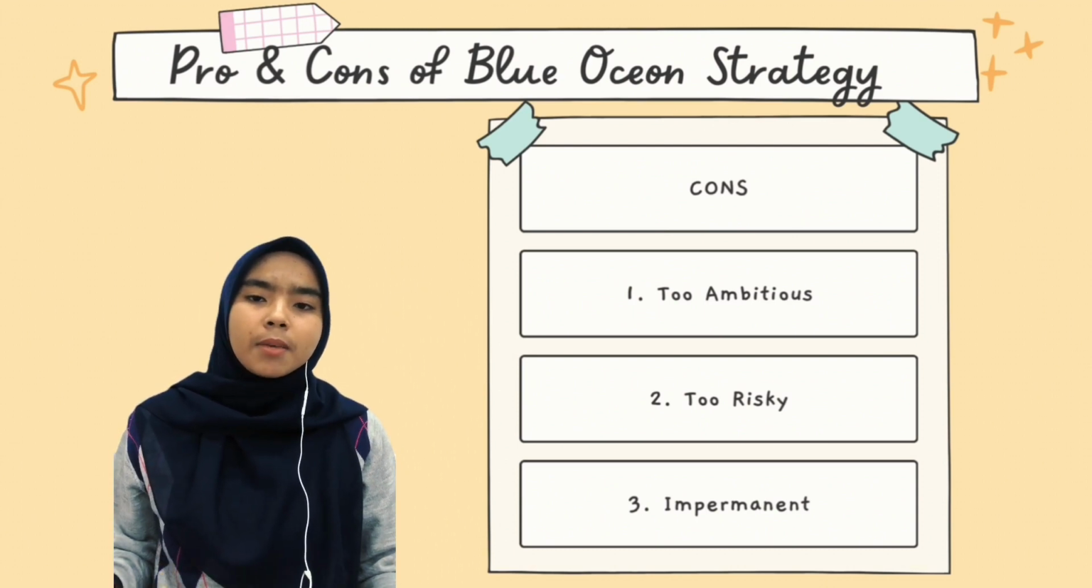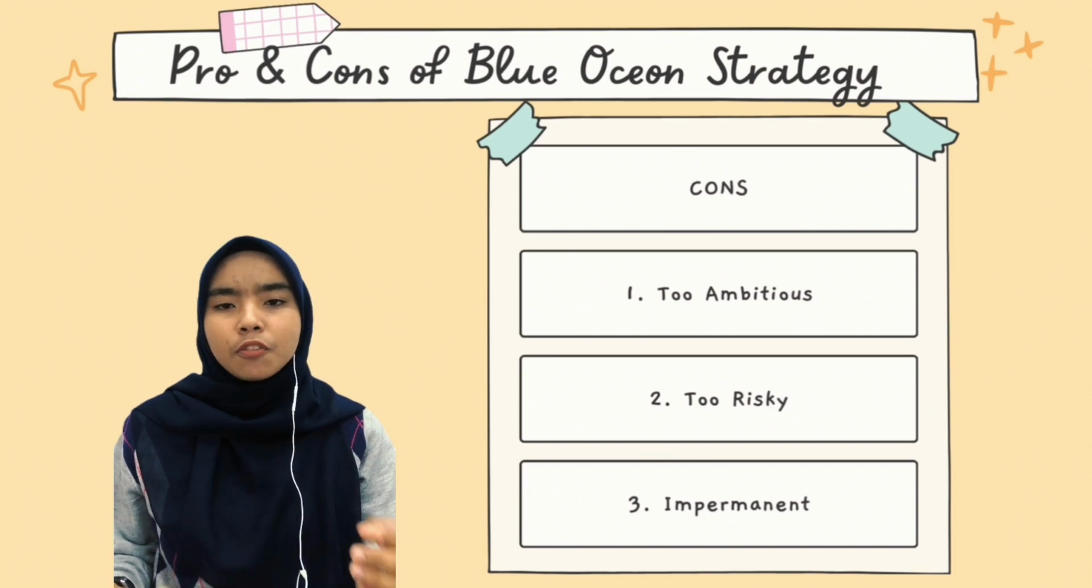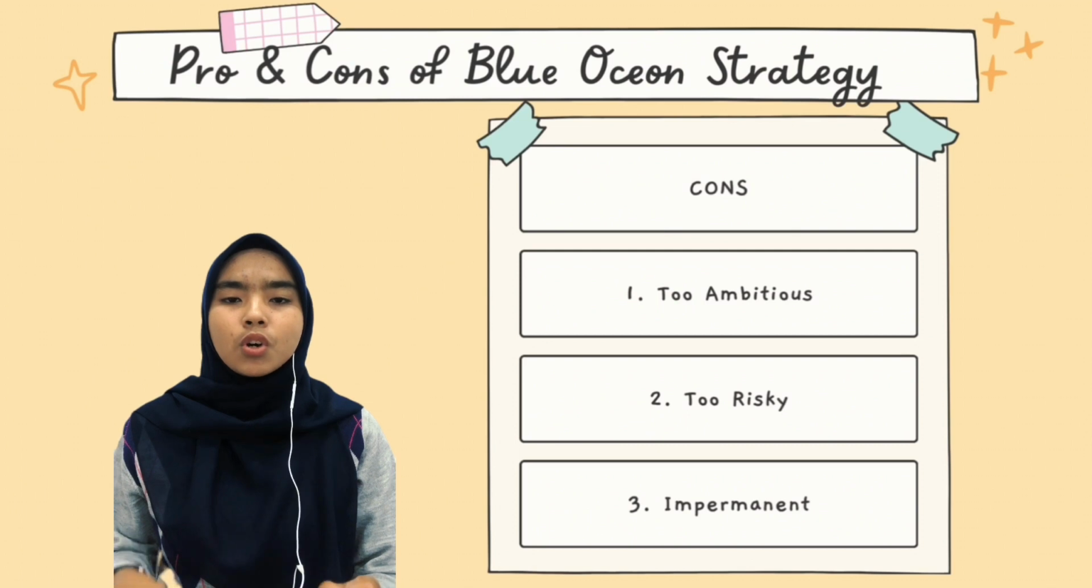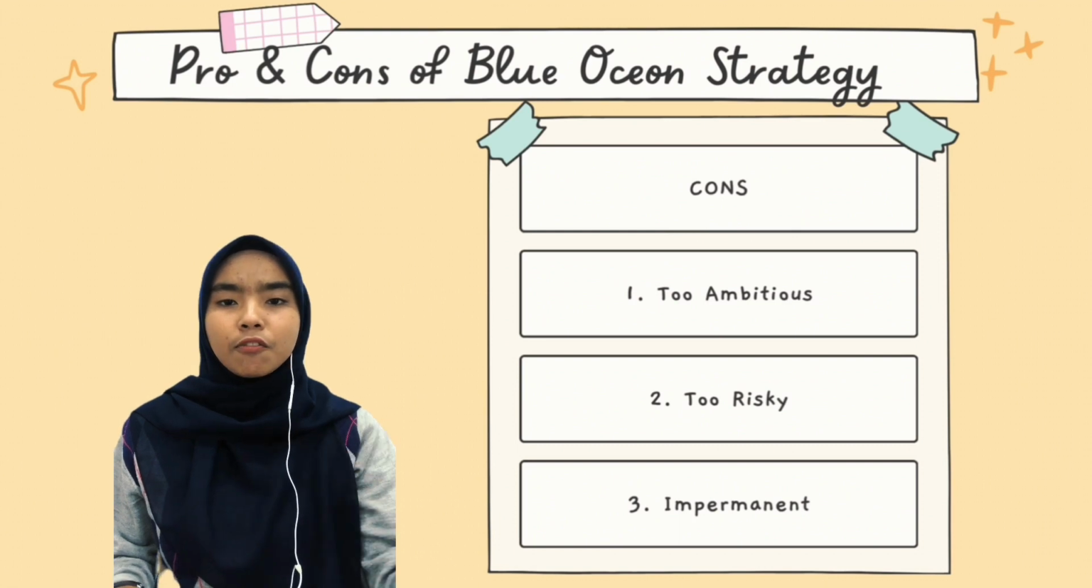And also it may be impermanent. Innovation yields imitators, which means a Blue Ocean could easily become a red ocean with time. Even if a Blue Ocean strategy feels ideal for your business right now, it could cease to be possible in the long term.